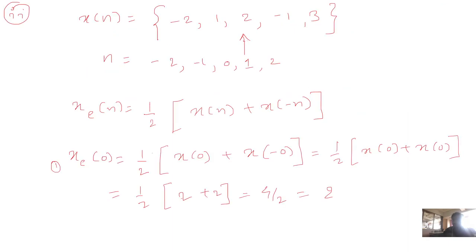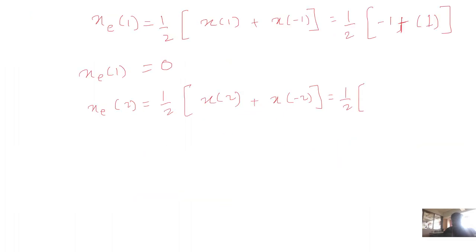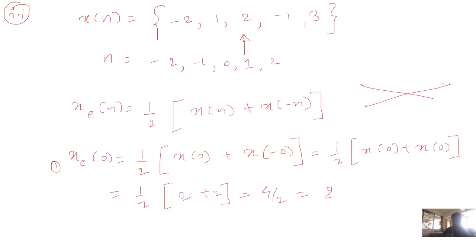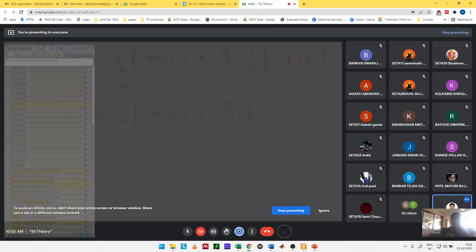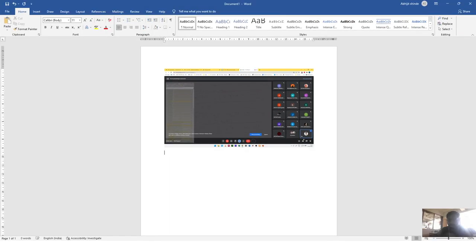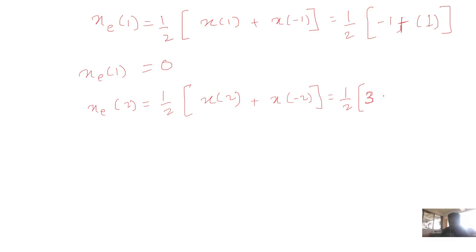Am I clear? Any question regarding this? I mistakenly wrote it over here, it should be 3 plus minus 2 is equal to 0.5. Is it clear? Any question? Anyone? No, sir. Yes, some problem is there. It is not getting displayed properly. I don't know why. Okay. So it is like that.